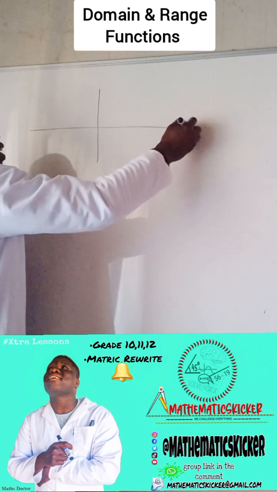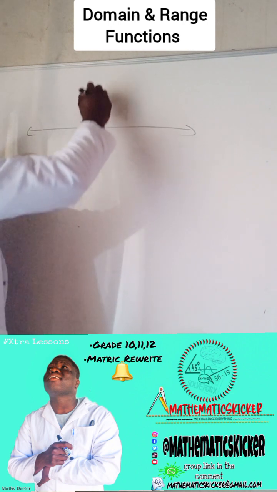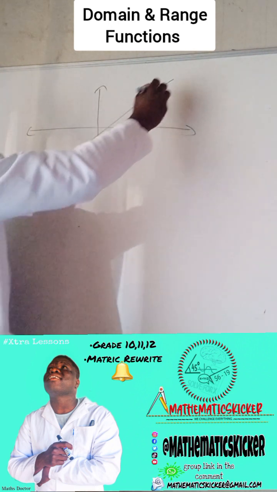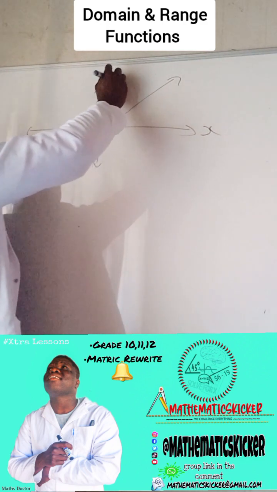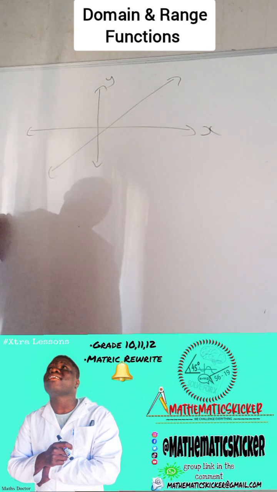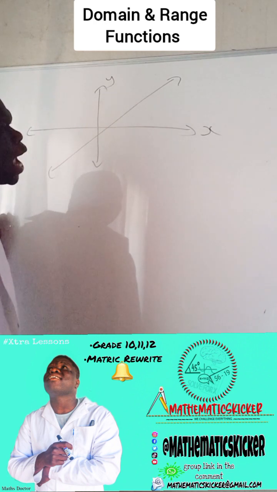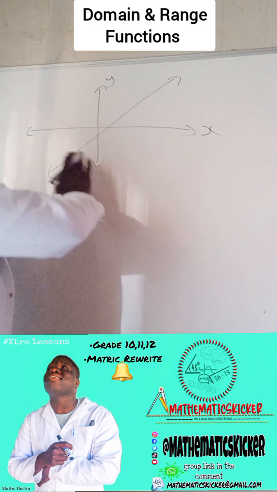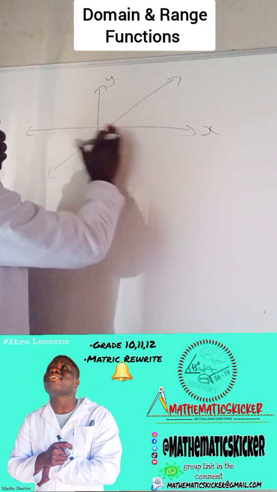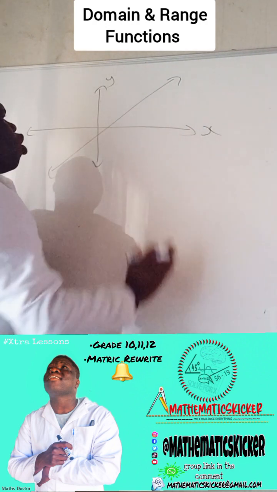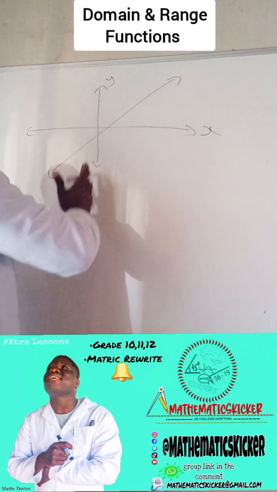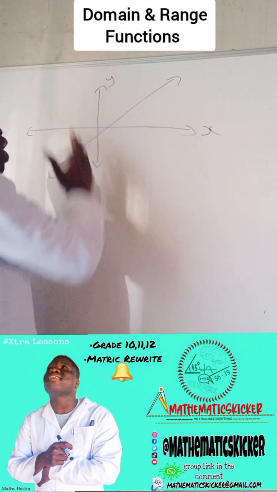If we are given a straight line function, something of this nature, we know this is the x-axis and the y-axis. Where are the values of x in this function? We find them on the horizontal axis, the x-axis. Where are the values of y, which is the range? We find them on the vertical axis, the y-axis.